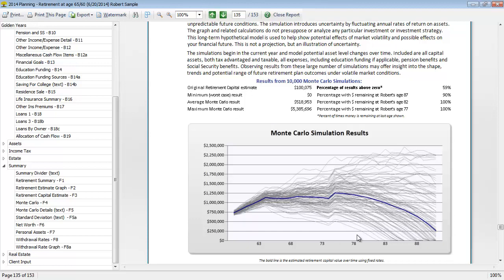The worst case of those 10,000 trials, we can see they run out quite earlier, is 0. The average is about $500,000. The maximum, so at least one of those 10,000 trials, they ended up with about $5.4 million.